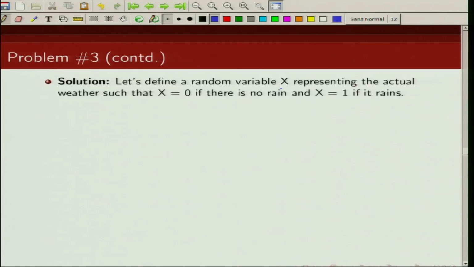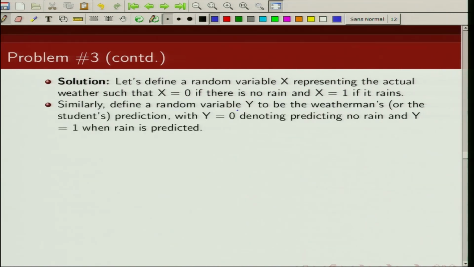So let us define a random variable x representing the actual weather. When x is equal to 0, that means there is no rain, and when x is 1, it means rain has occurred. We also define another random variable, y, which is the prediction of the weatherman. When y is equal to 0, the weatherman is predicting there is no rain, and when y is 1, the weatherman is predicting that there is rain.